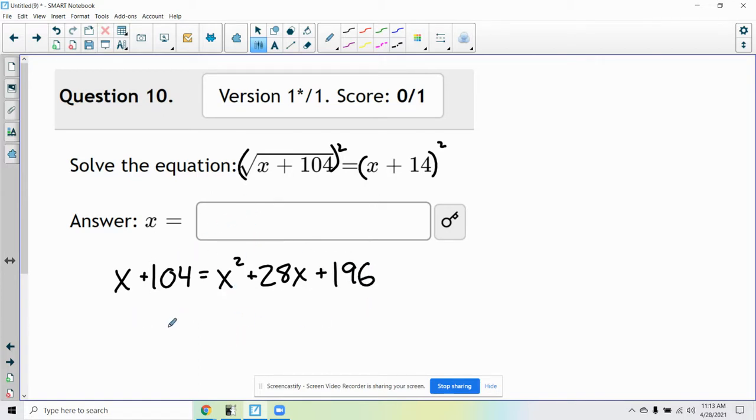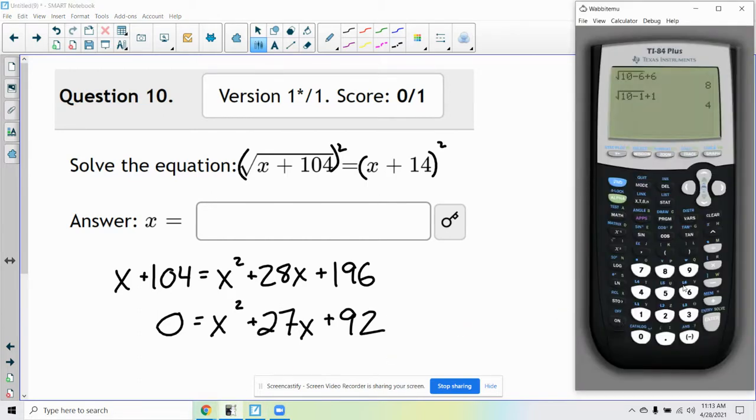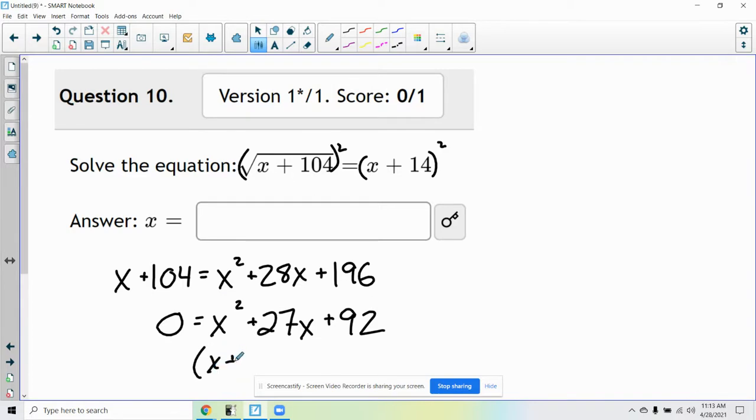You should be able to factor it. Let's see, we get 0 equals x squared plus 27x plus 92. Let's see here. 92 divided by 4. Hey, there you go. x plus 4, x plus 23. Find both your answers. Make sure they both work. Only one of them is going to work, and plug in the one that works.